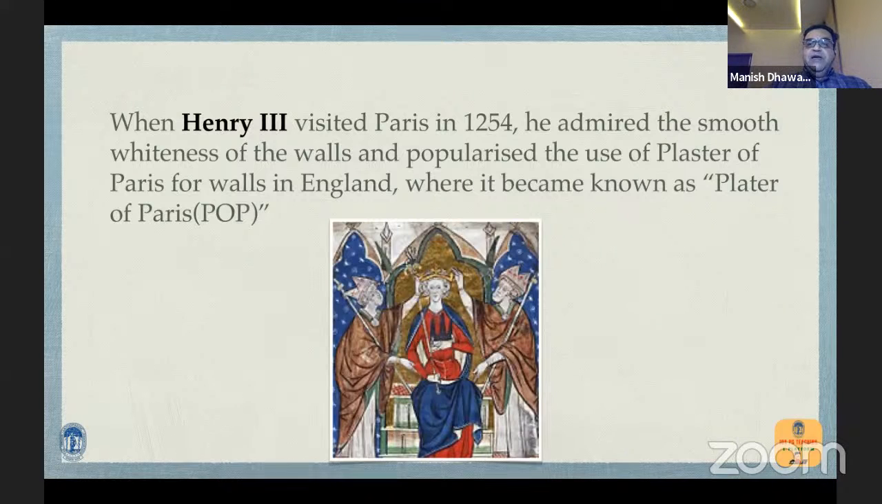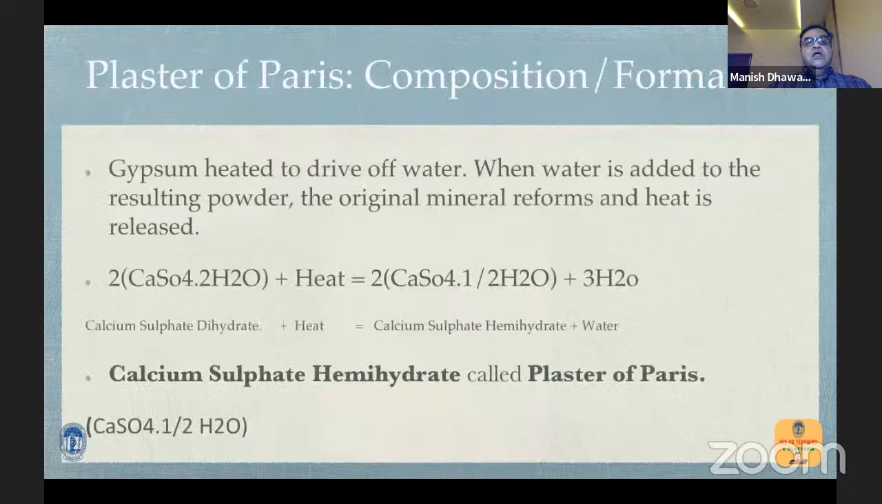So later it became plaster of Paris. Now, plaster of Paris composition and formation. Gypsum is first heated to drive off water. When water is added to the resulting powder, the original mineral reforms and heat is released. The powdered form is first heated, and then when water is added, the chemical reaction happens.